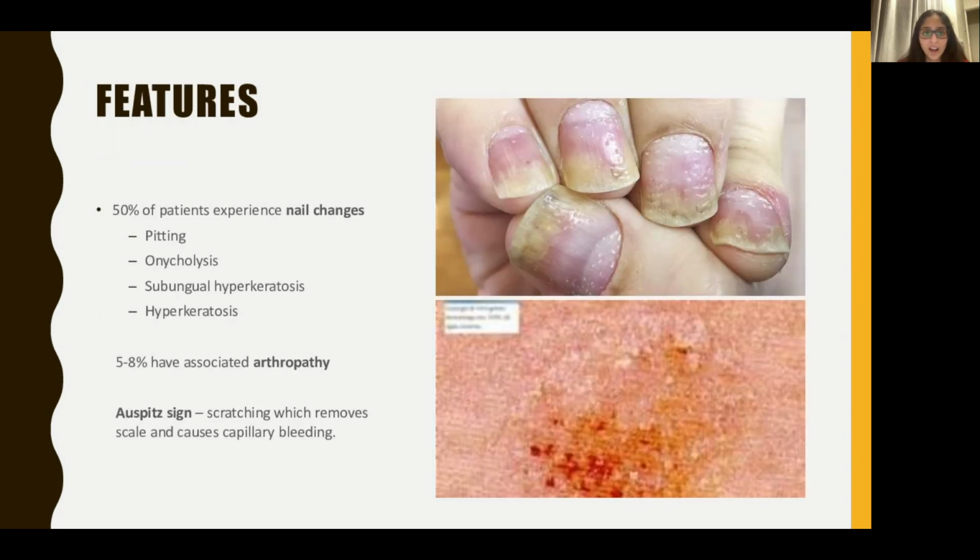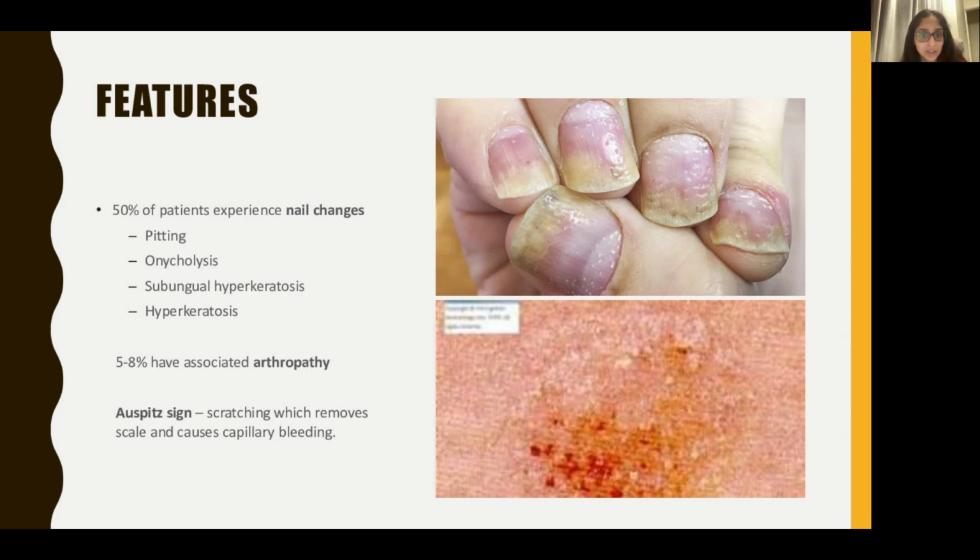So in terms of secondary features, 50% of patients experience nail changes. So it's really important when we examine these patients to have a look at the nails. So you may see some pitting, which you can see there's quite a few on these nails where there's areas of pitting, ankylosis, subungual hyperkeratosis, which you can see at the end, and hyperkeratosis. 5 to 8% have associated arthropathy. So this is related to psoriatic arthritis.